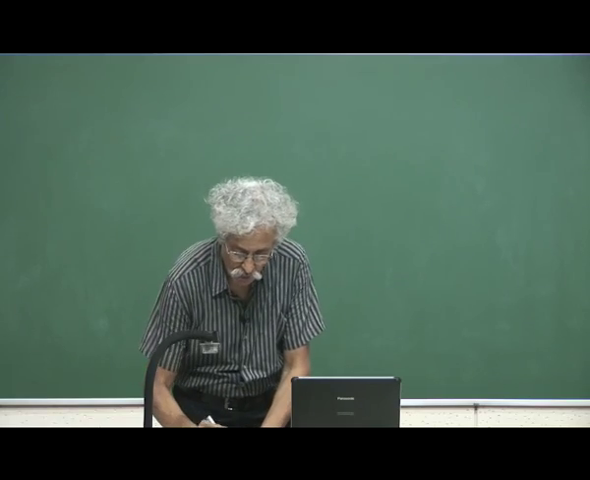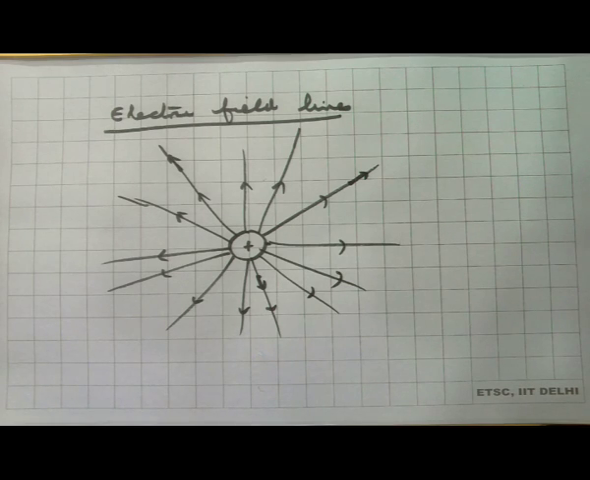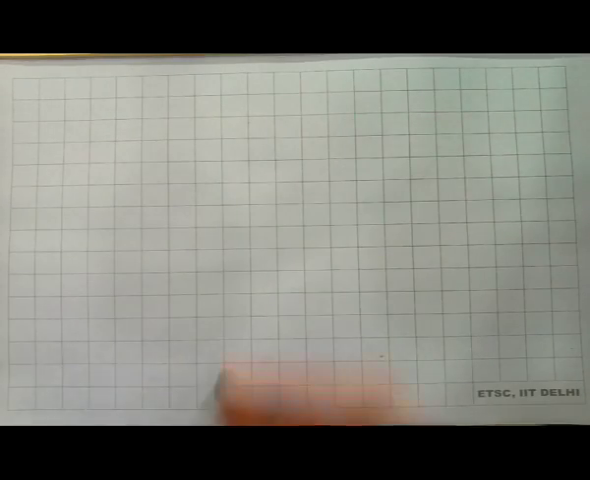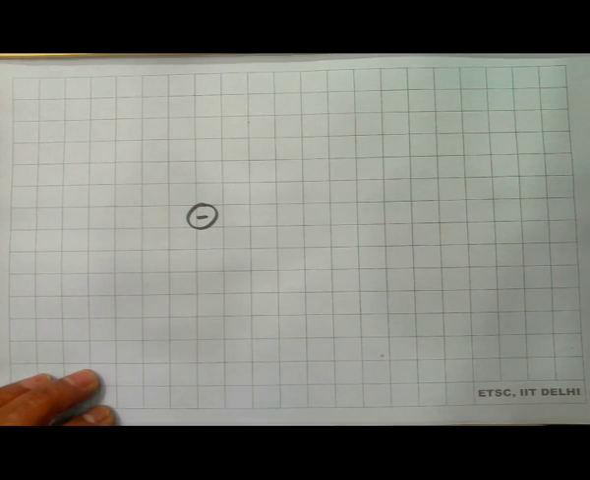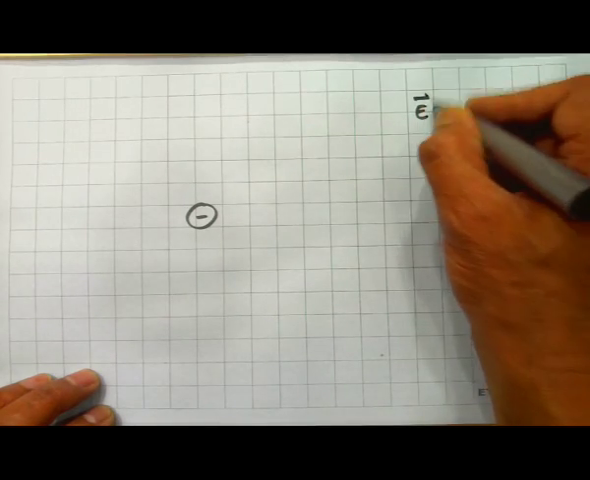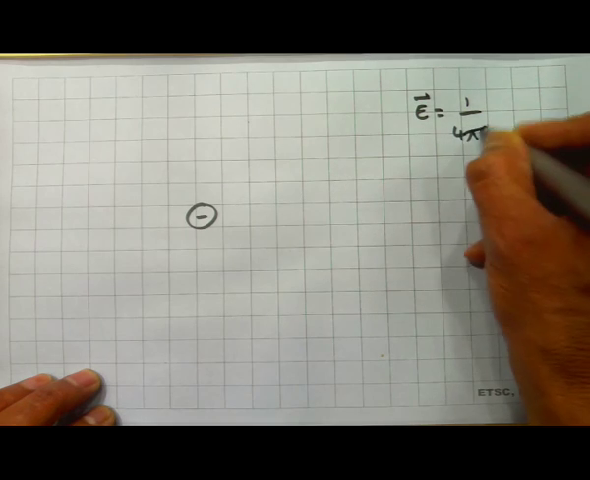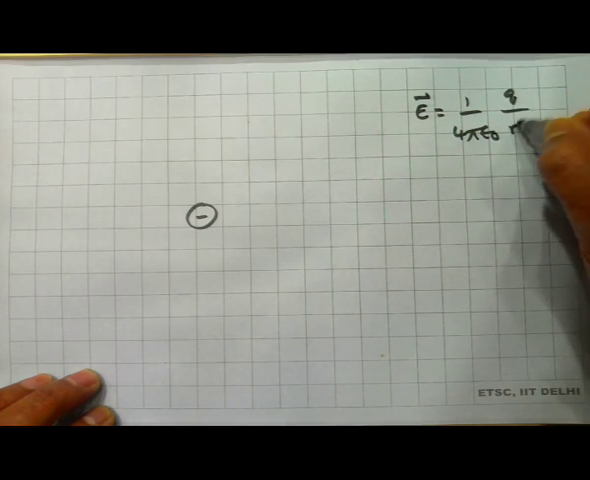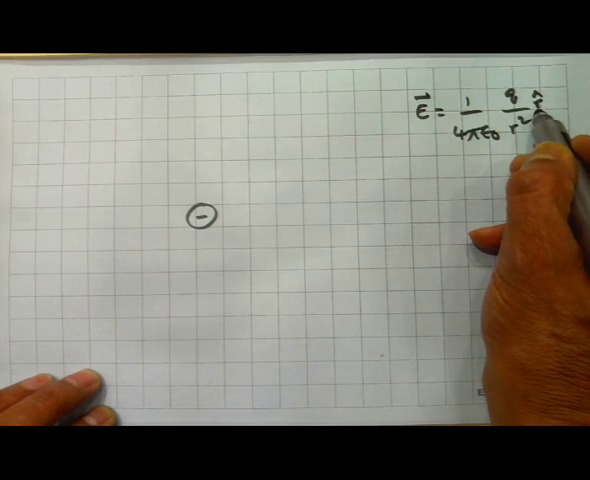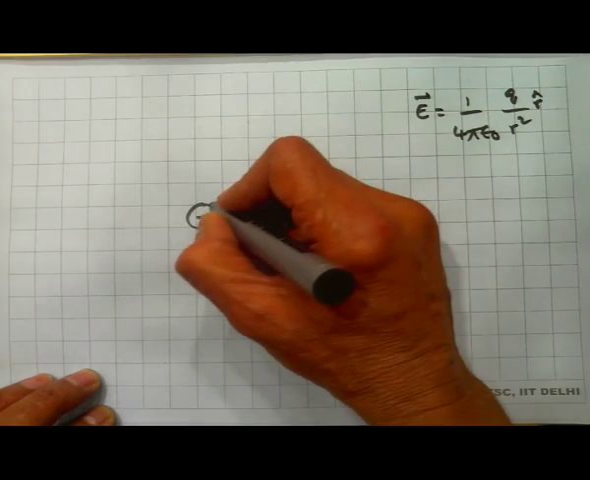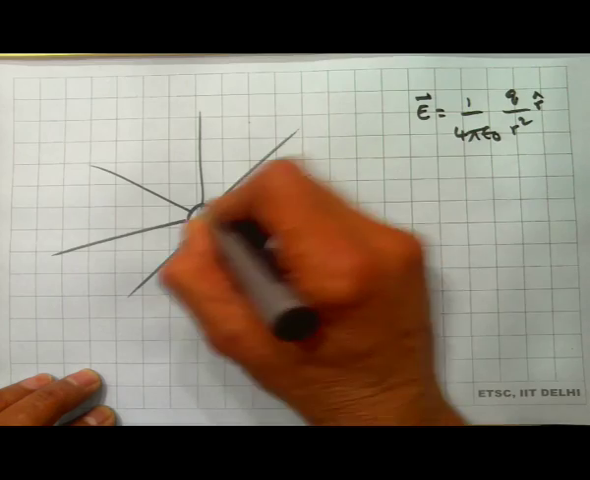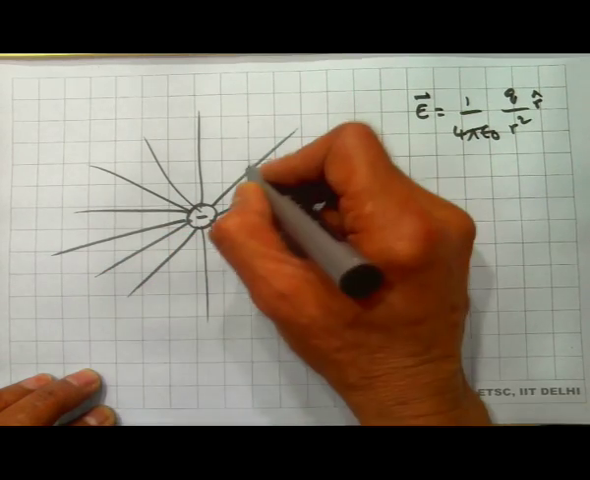Now, because it is a positive charge, the lines are facing away from the charge. If I take a negative charge, what will happen? If I take a negative charge, all the field lines will be pointing towards it, because you know that electric field is equal to 1 by 4 pi epsilon 0 q by r square into r cap. So, if q is negative, then the electric field will be in the minus r cap direction. So, for negative charges, I will draw like this. They will all be coming towards it.